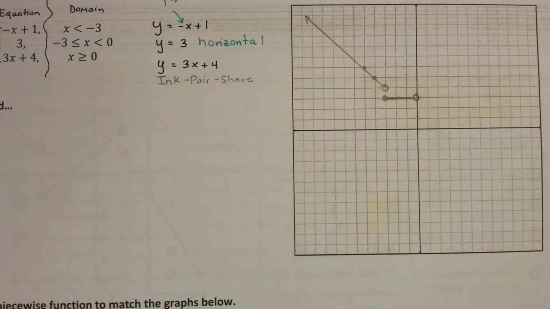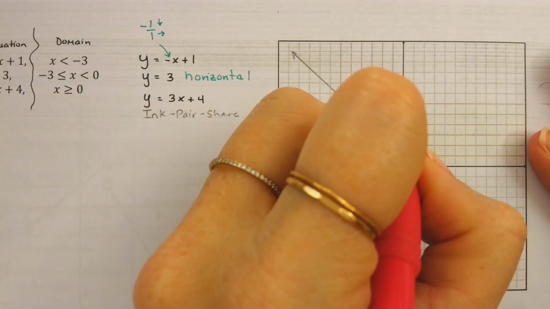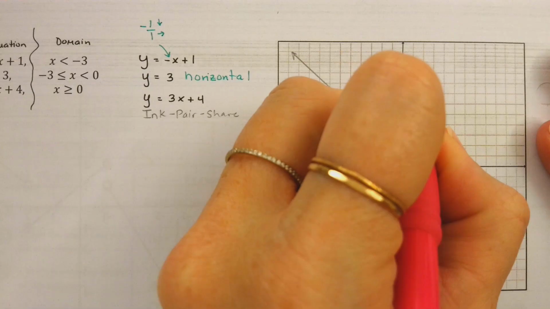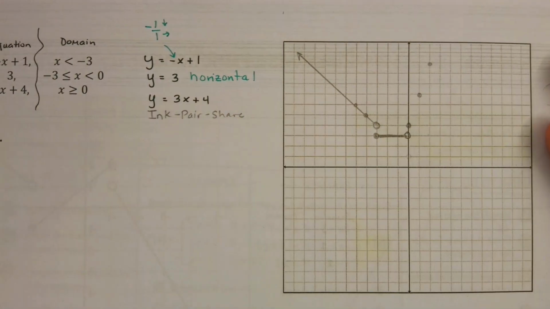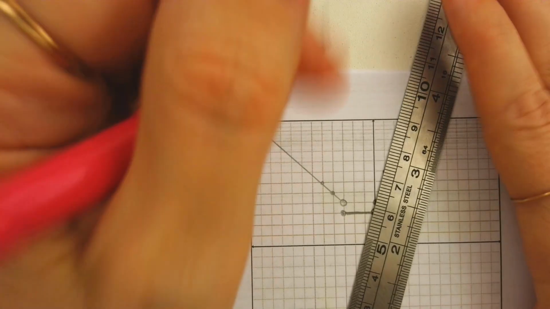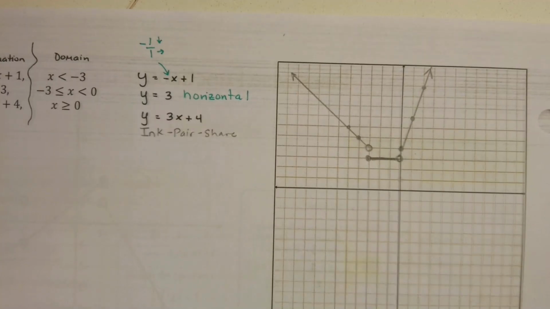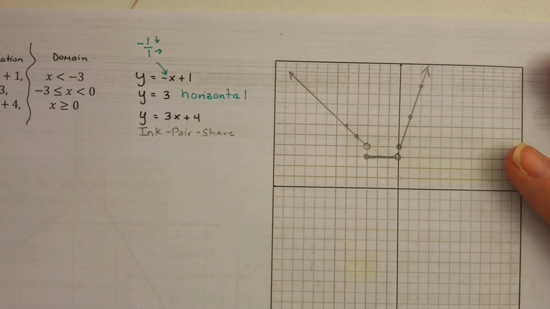Okay, let's look at what it was. It should have a y-intercept of 4 and a slope of 3. 1, 2, 3 over 1. Okay, it should exist when x is greater than or equal to 0, which just means this part of it right here. Ta-da. Okay, closed dot on this side. Everybody get that? Closed dot.